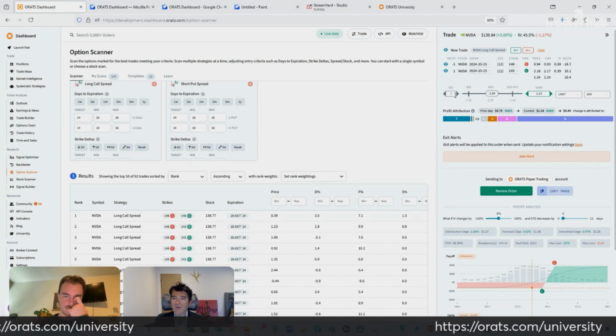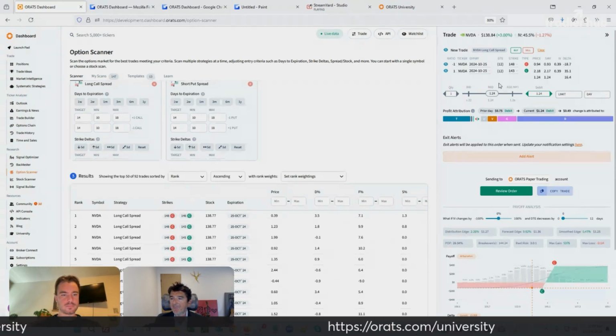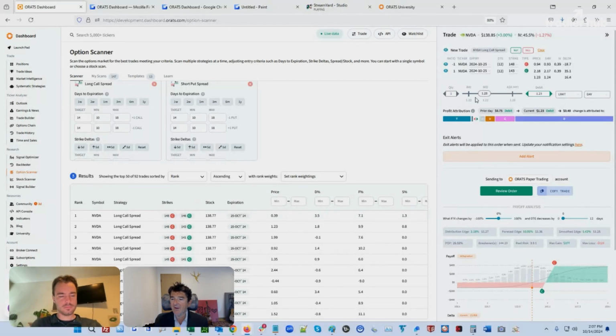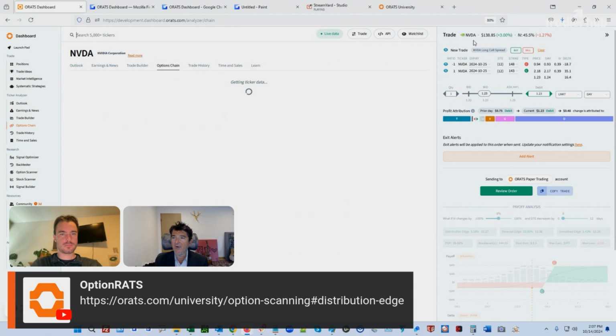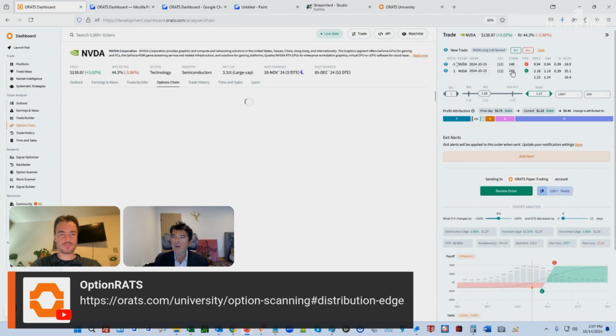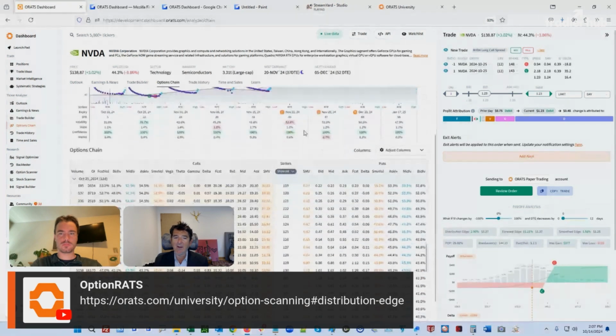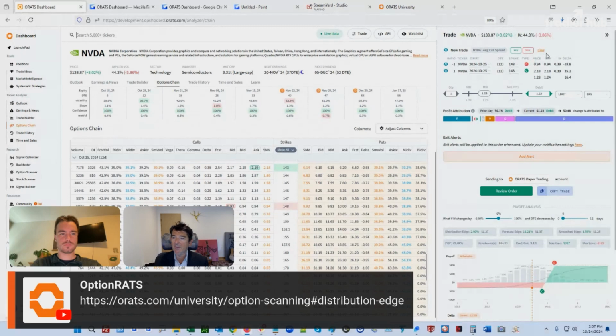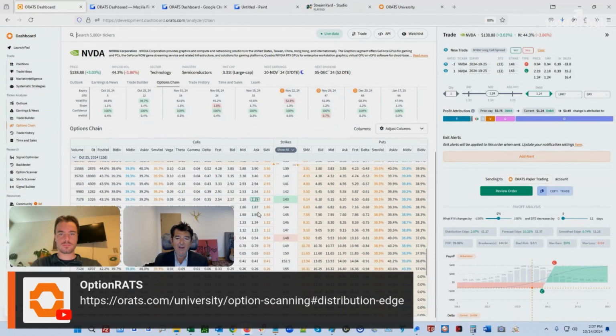And as a matter of fact, one neat thing to do is check out the chain. So we'll go to the options chain, and if you have a trade already pulled up in the trade analyzer, it'll automatically open it up. It's really convenient. So we could see how this long call spread is valued, and what the bid-ask spread is.